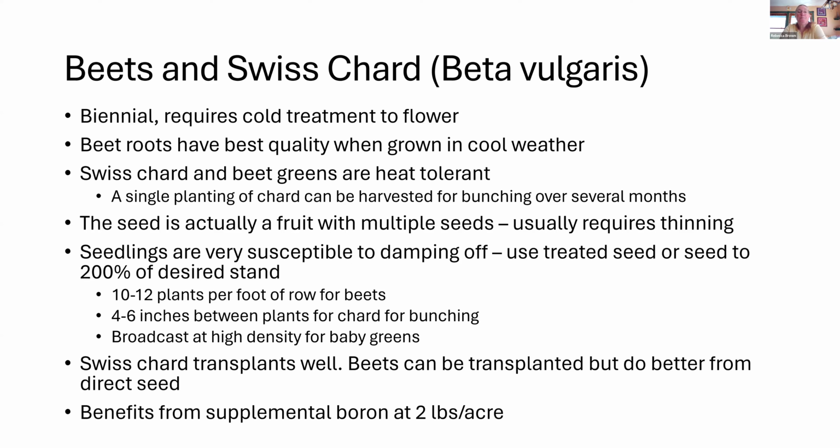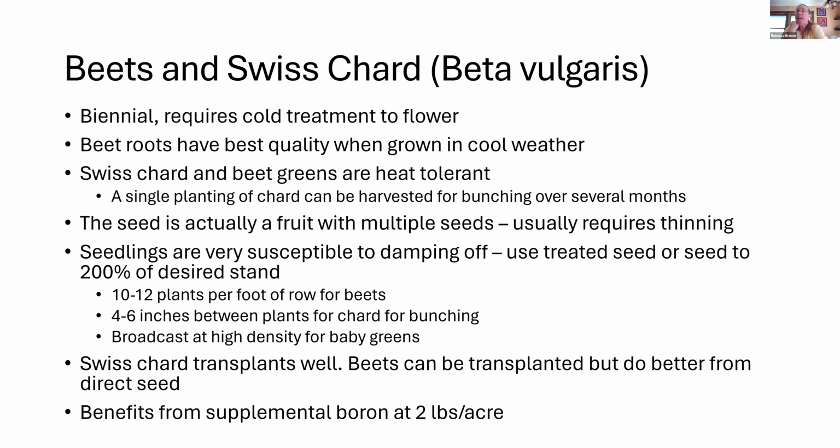For beets, you're looking at 10 to 12 plants per foot of row. For chard, it's 4 to 6 inches between plants for bunching, but a much higher density for baby greens that you're going to include in your mix, your salad mix. Swiss chard transplants really well. And it's much easier to establish Swiss chard from transplants. Beets can be transplanted.